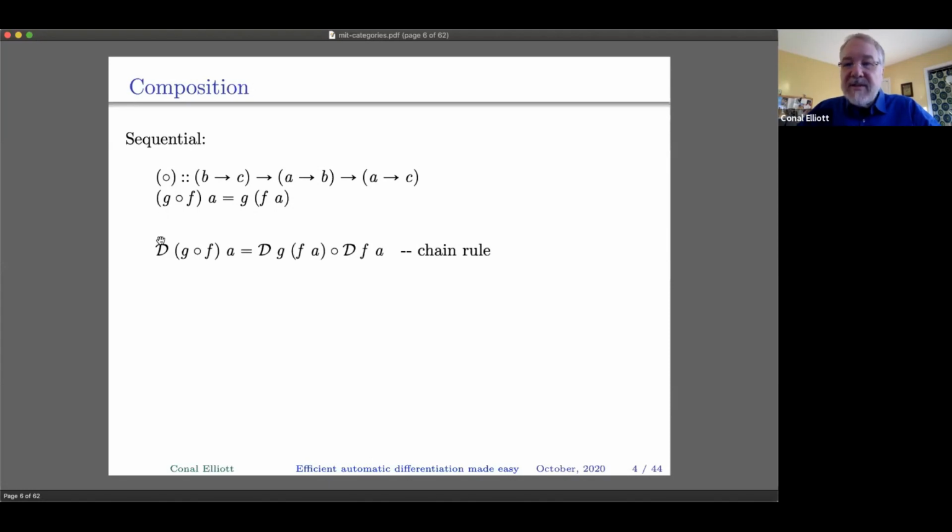And the chain rule is as follows. It says the derivative of a sequential composition of two functions at a is the derivative of g composed with the derivative of f. So we have to sample f at a, and we have to sample g at f of a. So this is the chain rule. And you've probably seen this rule as saying multiplication here, so the derivative of g times the derivative of f. But that's actually not right.